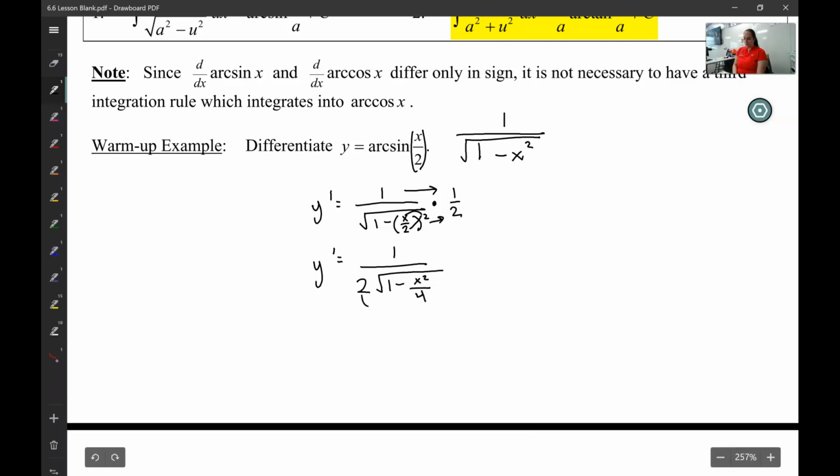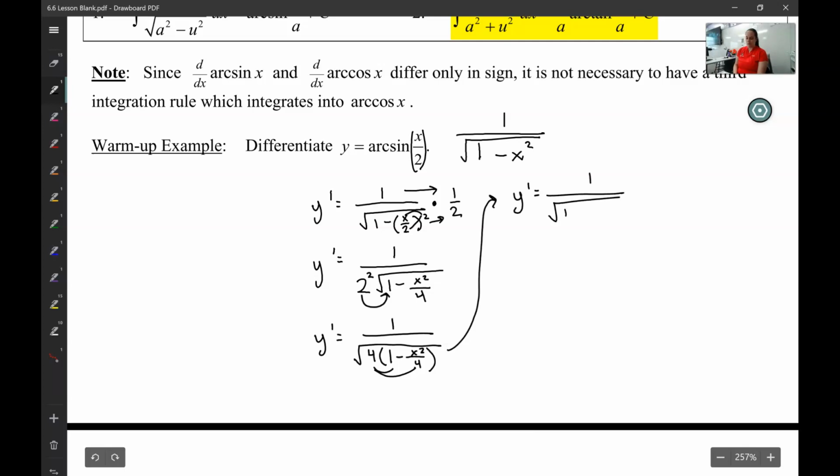Now, I can move this 2 into the square root by squaring it, because squaring and square rooting undo each other. So I could rewrite this as the square root of 4 times 1 minus x squared over 4. I move that 2 inside by squaring it, because now I can move it outside by square rooting it and get the same thing. Okay, let's now distribute that 4. So we get y prime equals 1 over square root of 4 minus x squared.